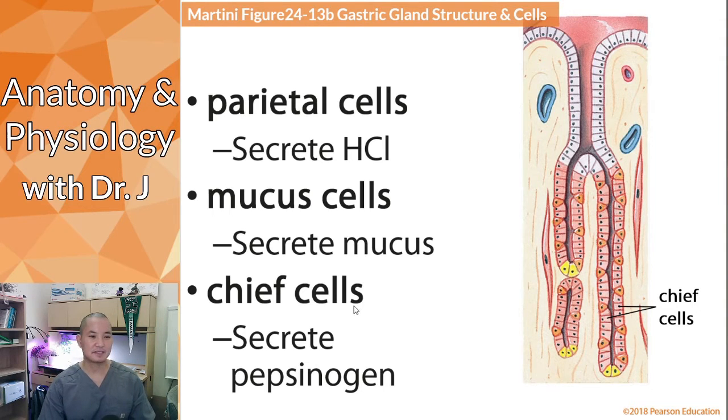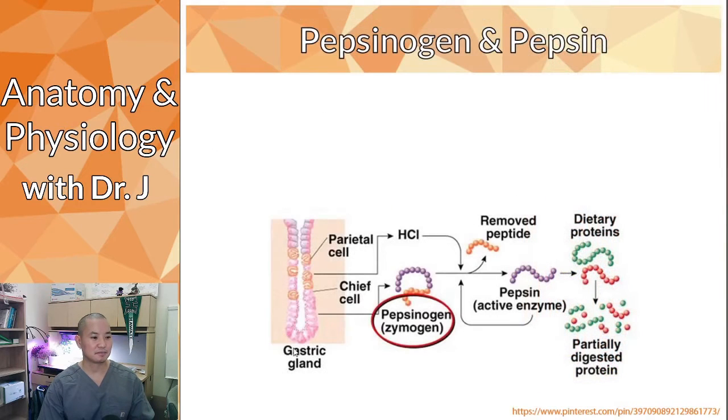Alright, so pepsinogen isn't quite a full enzyme yet. It's actually a protein. Pepsinogen is what we call a proenzyme, or zymogen. A zymogen is something that's not quite a fully developed enzyme.